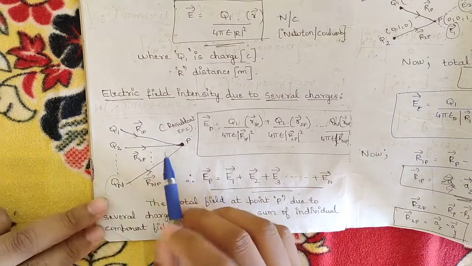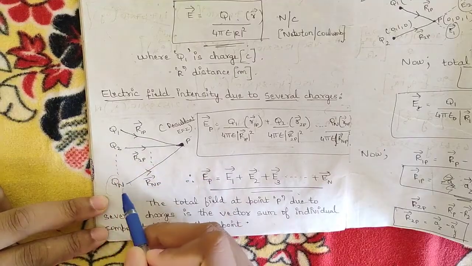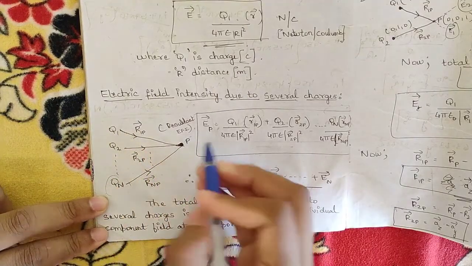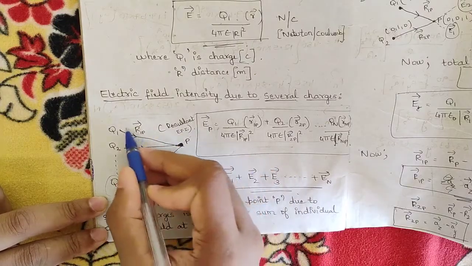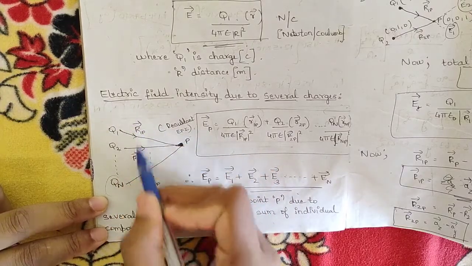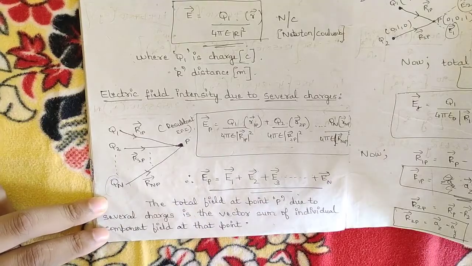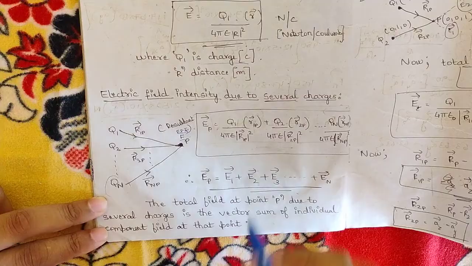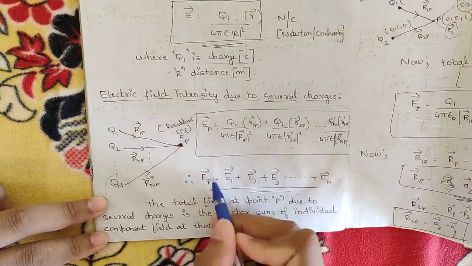Okay, so here we have Q1, Q2 up to Qn. They are all pointing towards this resultant point P, and all the position vectors are named R1P, R2P up to RnP. Okay, and at this point P, we are going to find the electric field intensity.